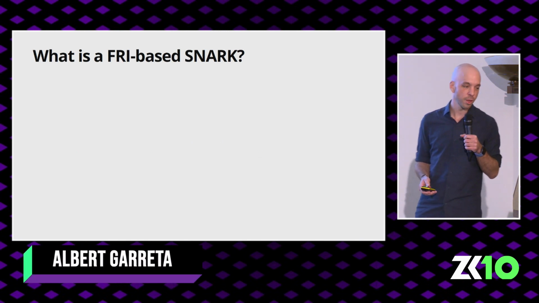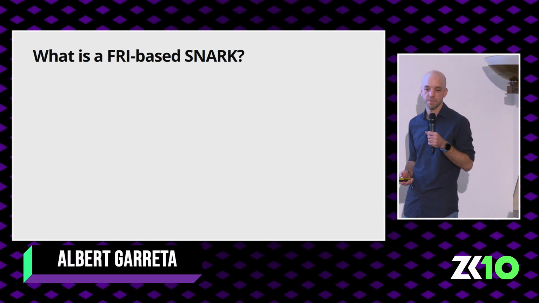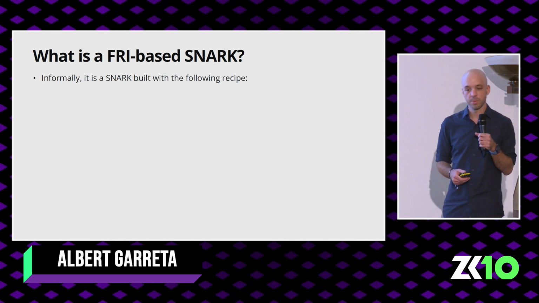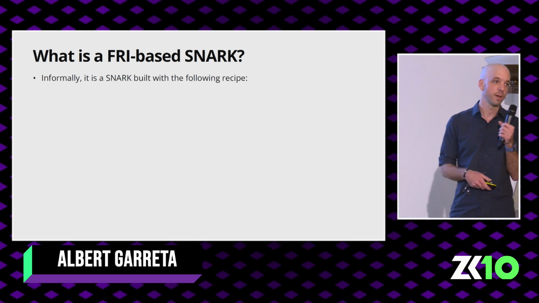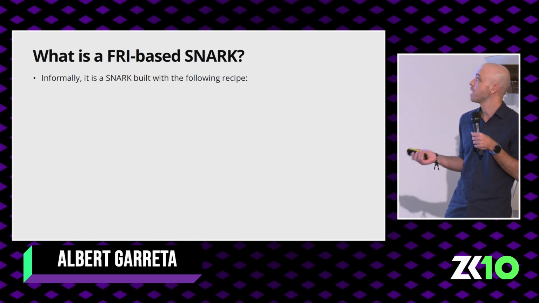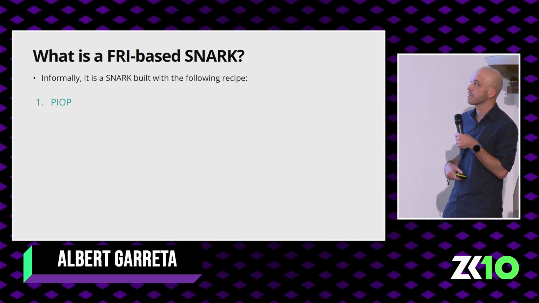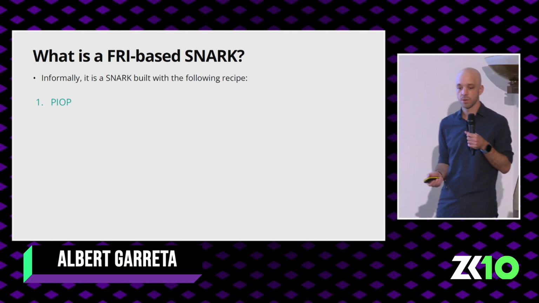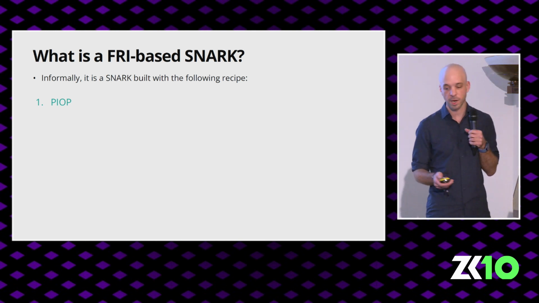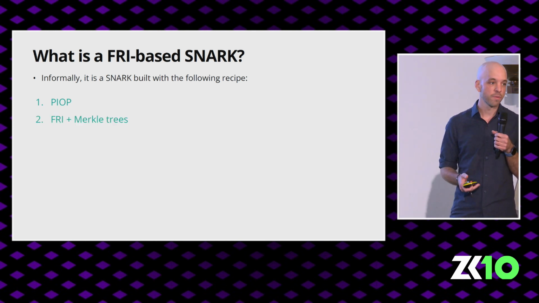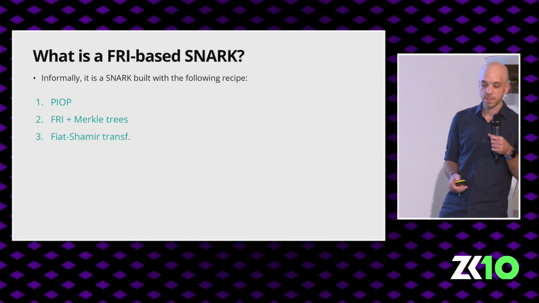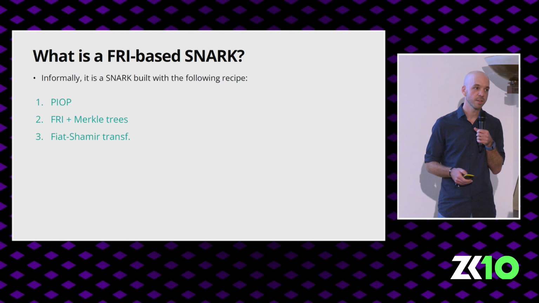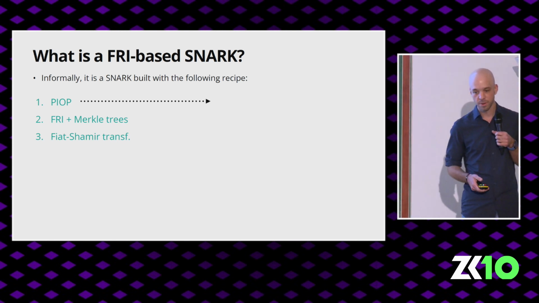Let's begin with defining terms. So what is a FRI-based SNARK? It's a kind of loose term that, for the purposes of this talk, I will use to have the following meaning. A FRI-based SNARK will be a SNARK that is built following this recipe: you take a PIOP, Polynomial Interactive Oracle Proof, you compile it with FRI and Merkle trees, and then you do the Fiat-Shamir transform. If your SNARK is built in this way, then we call it a FRI-based SNARK.